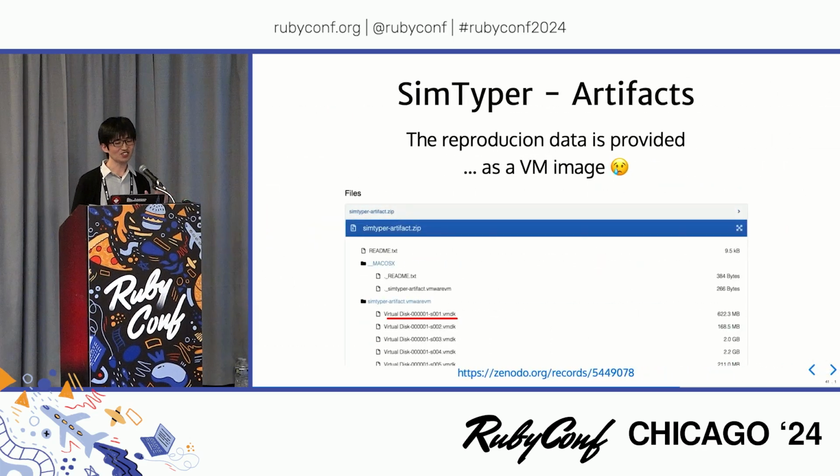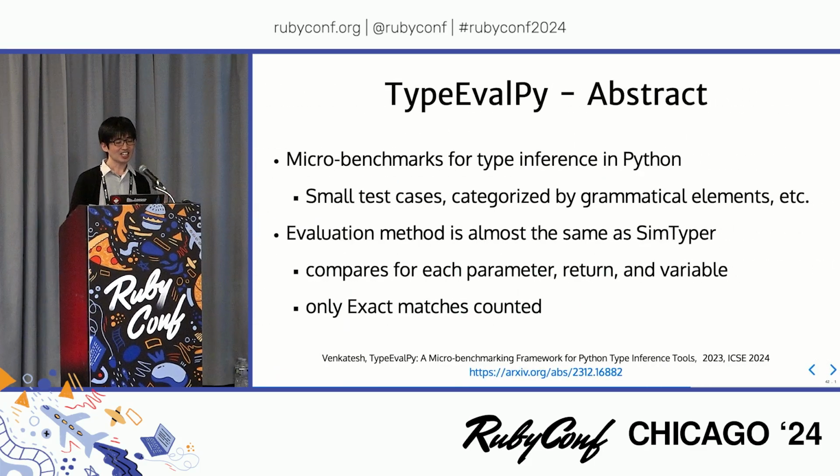I wonder if this evaluation tool could be used for RBS Goose as well. Reproduction data is provided, however, as a VM image. Yes, it's 24 GB. This is not open source and cannot be forked or modified. Furthermore, since it is an RDL-based tool, it could not be used directly with RBS. So, even with Ruby type inference research, I found that the artifacts were not always directly usable for our case.